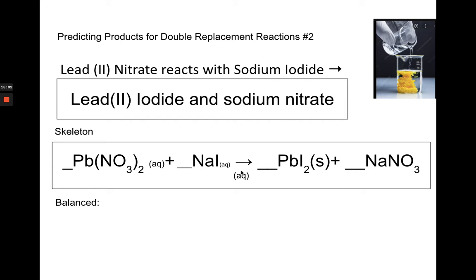We have written the correct formulas. That is an absolutely essential step. You cannot start balancing with subscripts. Don't do it. It's the packaging. Write the correct formulas first and then go back and balance.